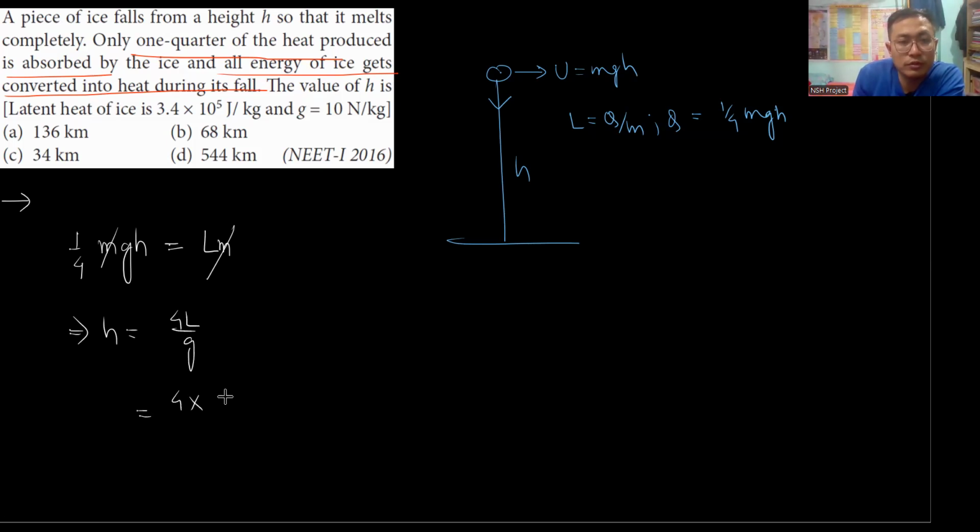So 4 into what is L? 3.4 into 10 to the power 5 divided by g, so 10 to the power 4. 4 times 34 is 136. So it is 136 kilometers.